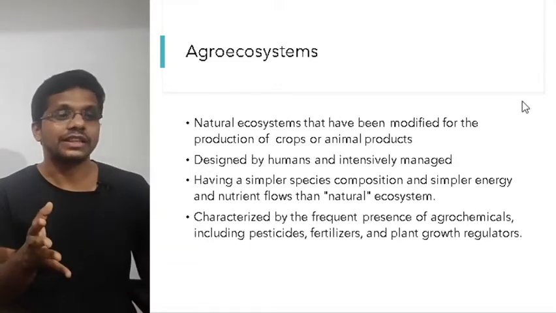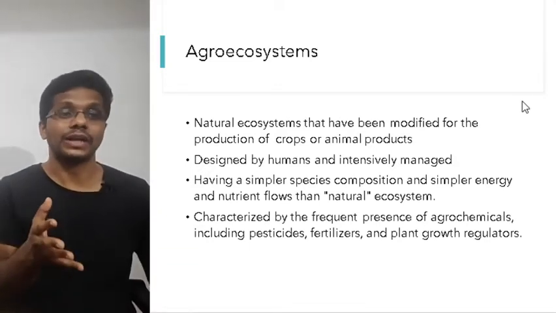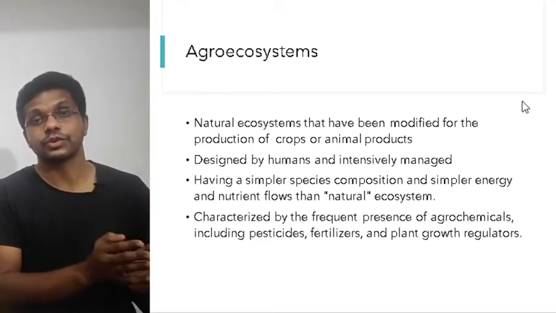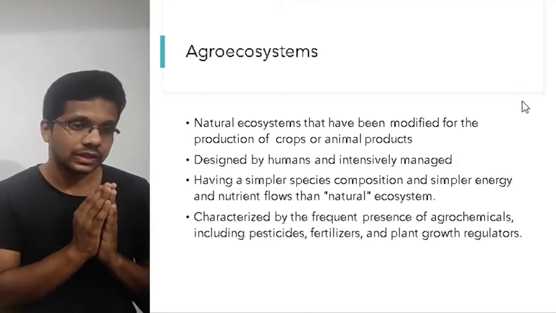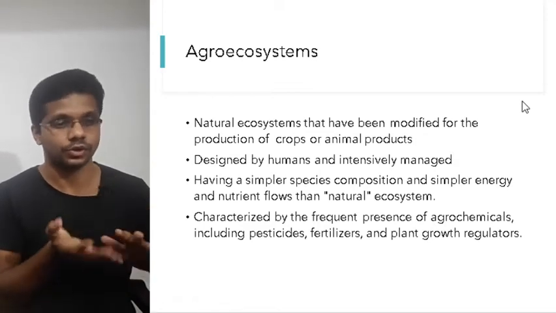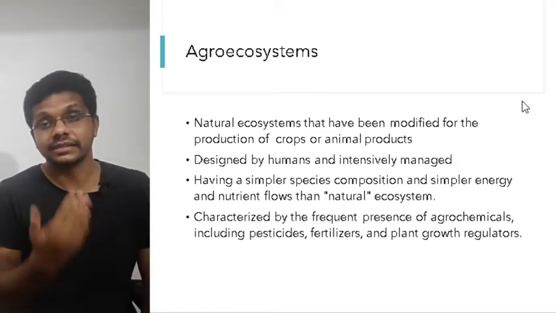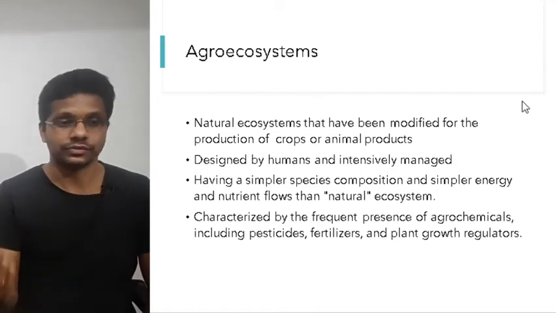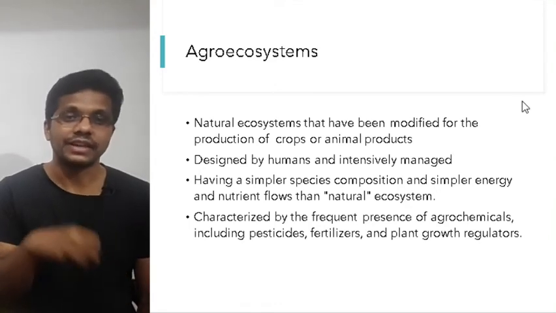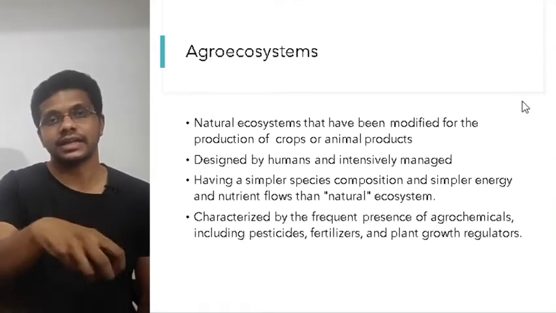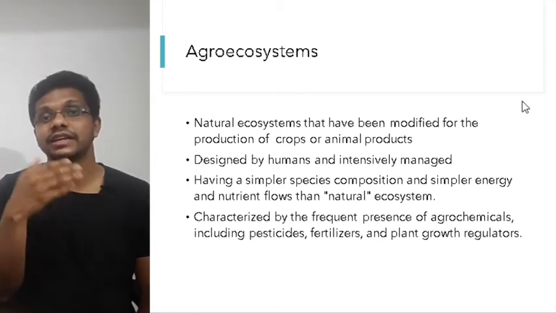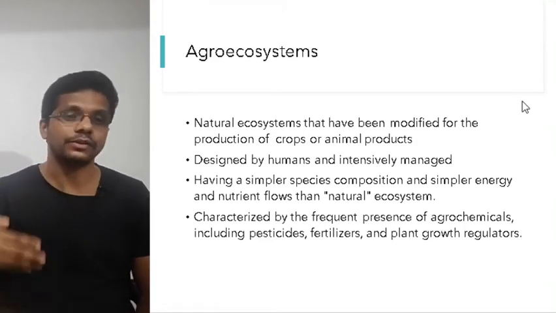The ecosystem in the agricultural land is called agro-ecosystem. It's a modified natural ecosystem which is used for the efficient production of crops. It can be used for animal products or for crops, and basically it is used for crops. It is designed and intensively managed by humans for the higher production of crops. When compared to the natural ecosystem, this agricultural ecosystem has a very simple species composition. If you take the same land area in a forest, it will have different types of plants. But in the agricultural field, the species diversity is much less when compared to the natural ecosystem.